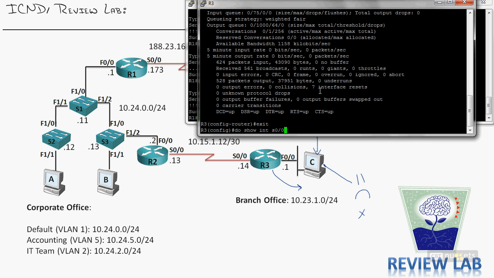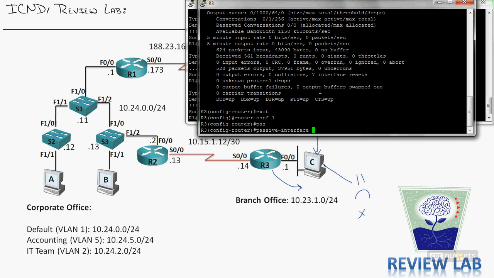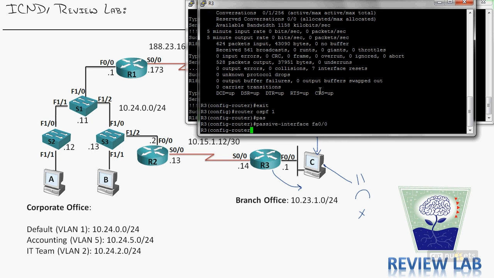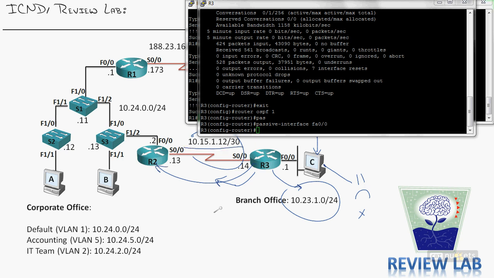So with router 3, I'm going to go into router OSPF 1 and type in passive interface fast Ethernet 0/0. What does that do? It says I'm going to do one of two things. So the network command, remember, says I'm going to send hello messages out on those interfaces, and I'm going to advertise these networks. So router 3 will tell router 2 about the 10.15.1.12, and it will tell router 2 about the 10.23.1.0. So when I type in passive interface, it takes off one of the functions of the network command.